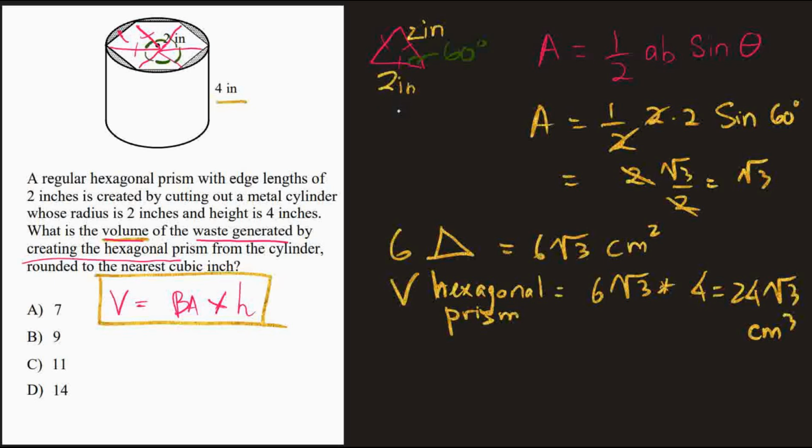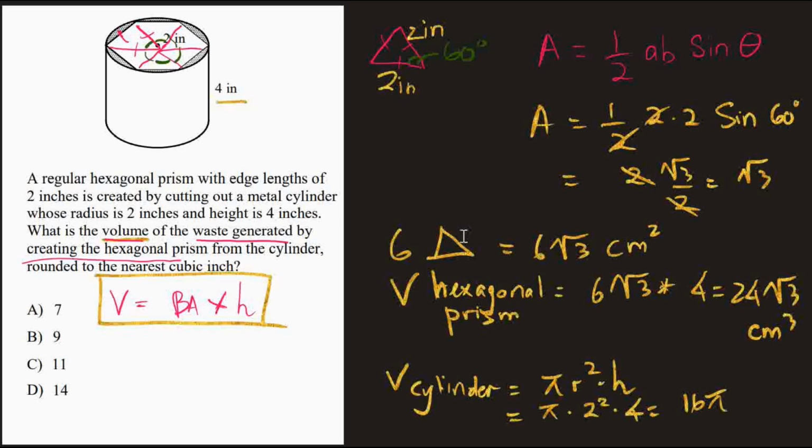Now we have to count the volume of the cylinder. The volume of a cylinder is the same: we have to count from base area times height. Now the base area is a circle. So the volume of the cylinder is base area times height, and the base area here is the circle. So the area of a circle is pi r squared. So we have pi times r, which is 2, squared, times 4 as the height, so 16 pi.